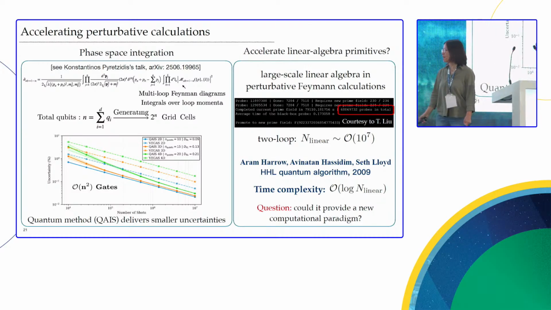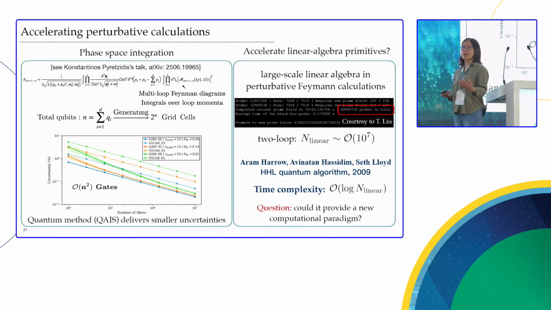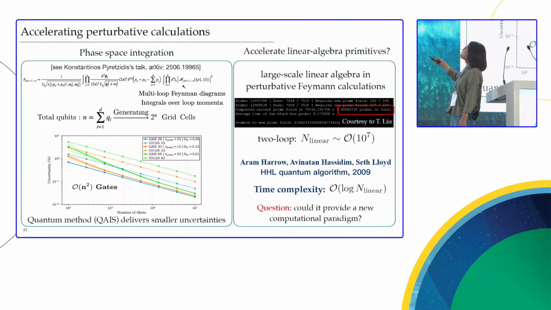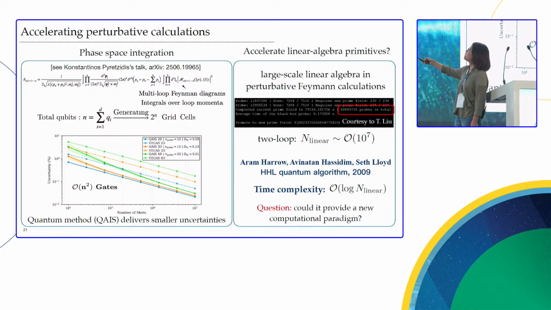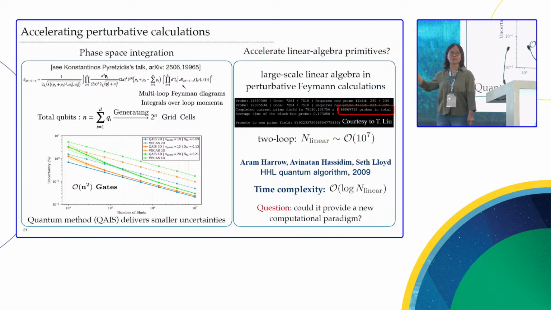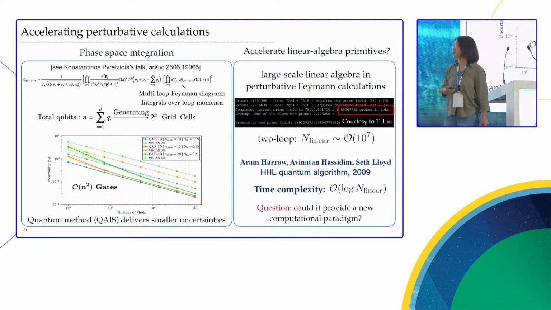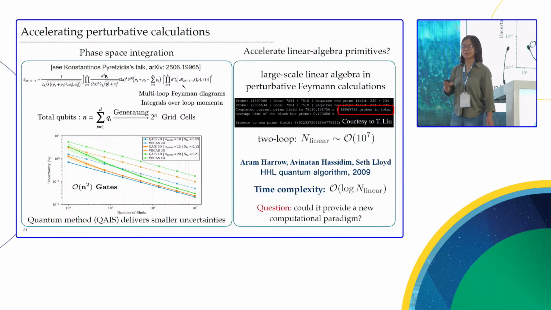There's another possibility I would like to encourage people to try. For example, for two-loop level calculations, if you consider the intermediate step, you will have a very large number of linear algebra problems. Here is an example. It's a two-loop level calculation. The number of linear equations is 10 to the 7. This is thanks to my colleague. And for quantum algorithms, we know there's the HHL algorithm that could achieve this log complexity. It's a log function of the number of linear equations. So then the question would be, could it prove a new computational paradigm, right?